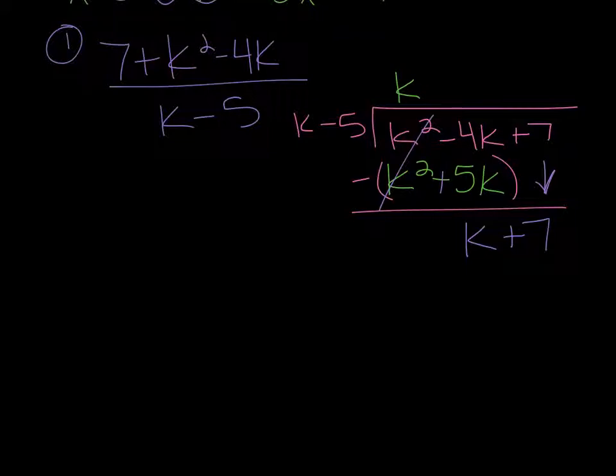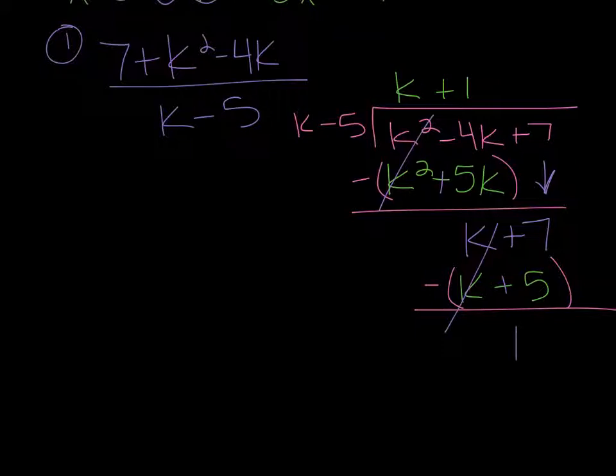Looking at the first terms only. K times what gives me k? A plus 1. And k minus 5 times 1 gives me k minus 5. And then we're going to subtract after we multiply, and we're going to subtract the whole entire thing, right? K minus k, those cancel out. 7 minus a negative 5, the negative 5 turns into a plus 5. And what do I get? 12. Very good.